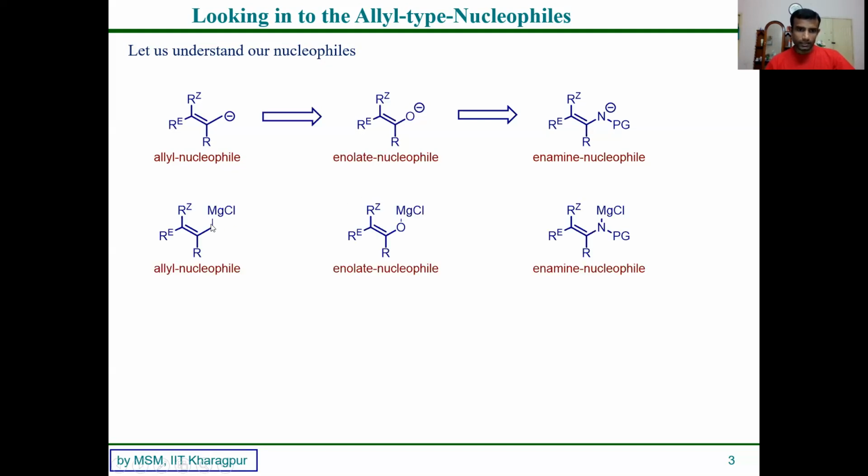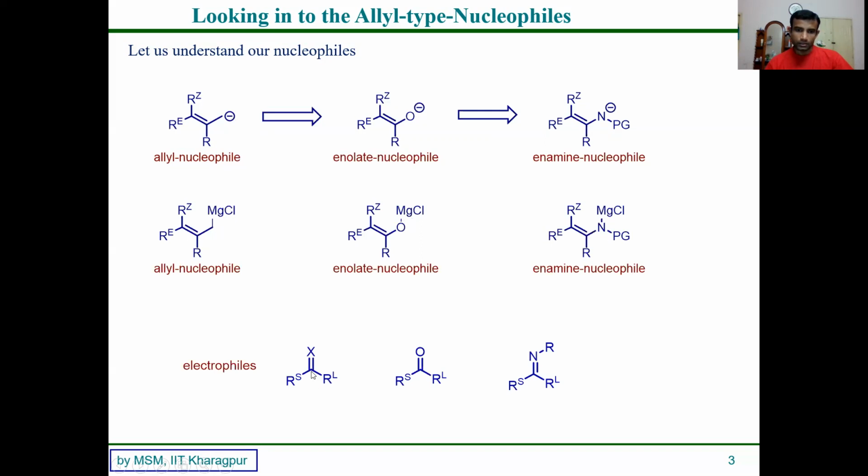So this is allyl Grignard reagent. We put the magnesium chloride here, because you need a counter cation to stabilize this anion. We can also have magnesium enolate, and also we can have magnesium enamine. So these are the three nucleophiles we have. We are going to study their reaction with the electrophile C=X.